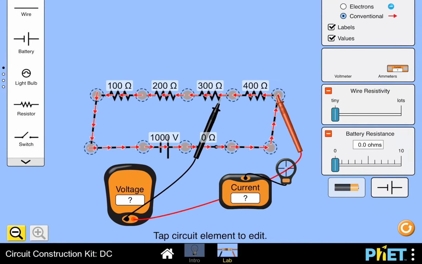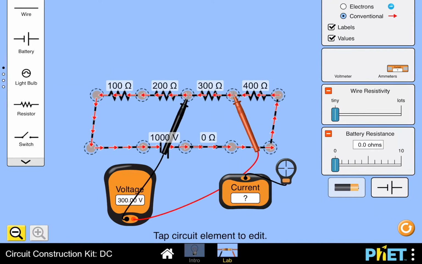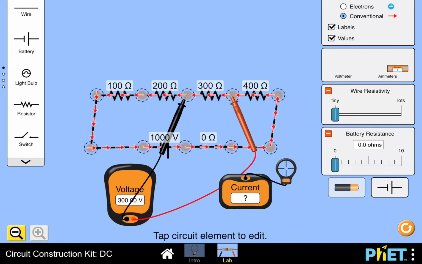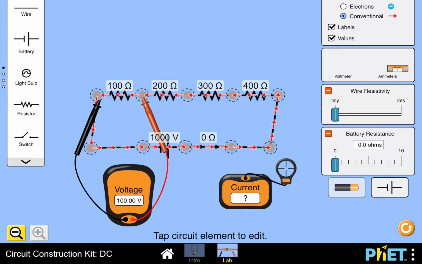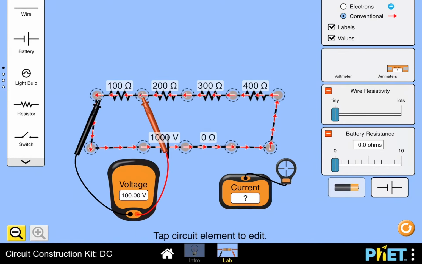So let me measure across this one now, across R2. So 300, and now you got the idea, 200, and then here it has to be 100. You see here 100 volt. And if I measure from this point to this point, it has to be 1000 volt. That is the applied potential difference.